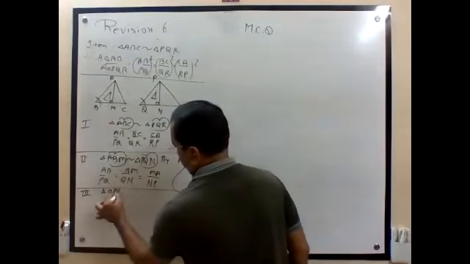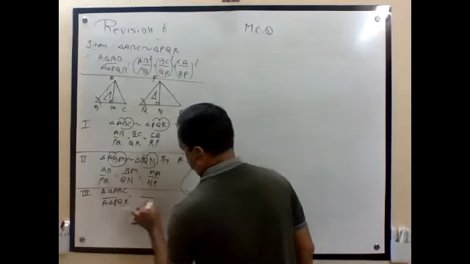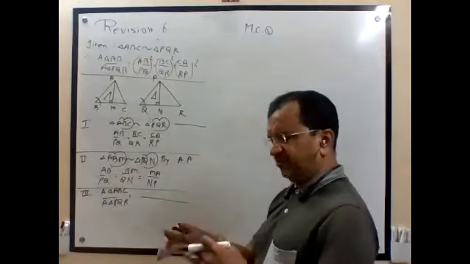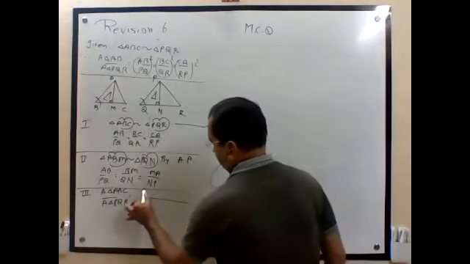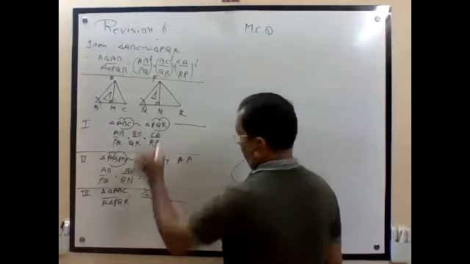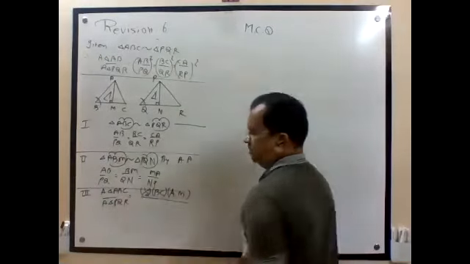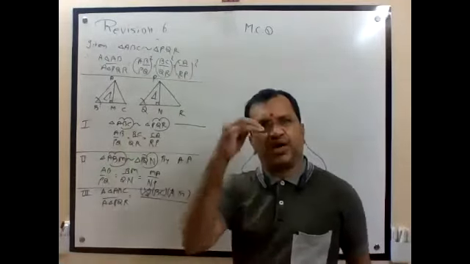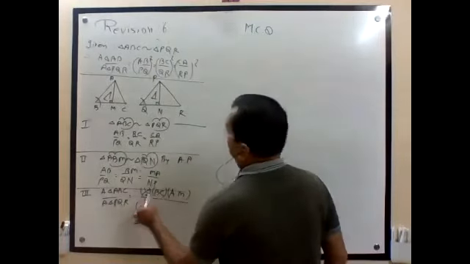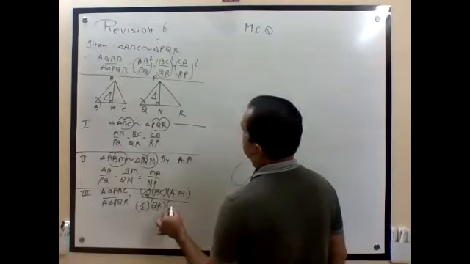Area of triangle ABC divided by area of triangle PQR. Best method, this is not given in the textbook, they have 3-4 more ratios. Don't do it like that. Half, base, height. Area of triangle ABC is equal to half into height into base. Area of triangle PQR is equal to half into base into height.